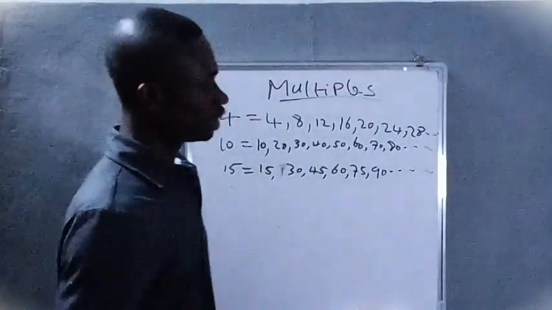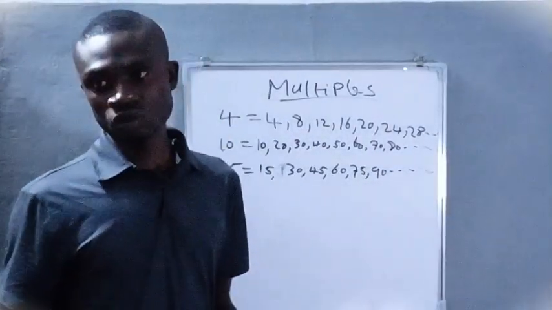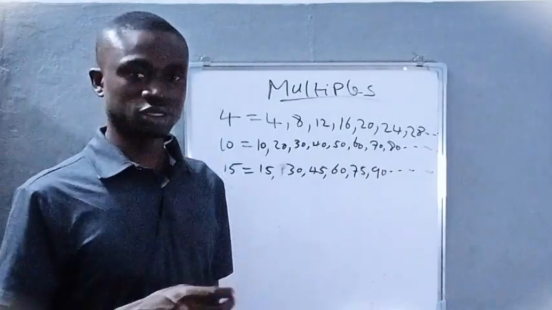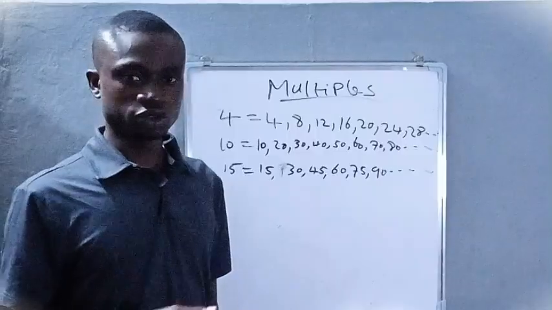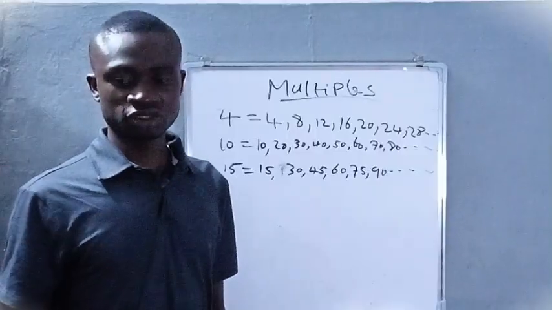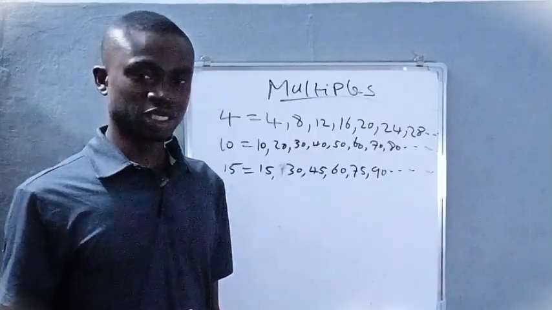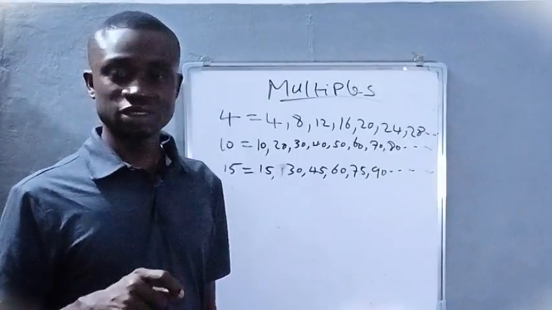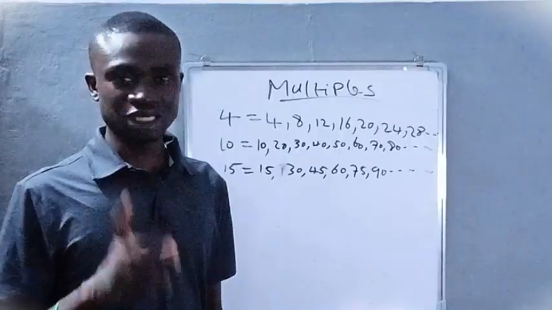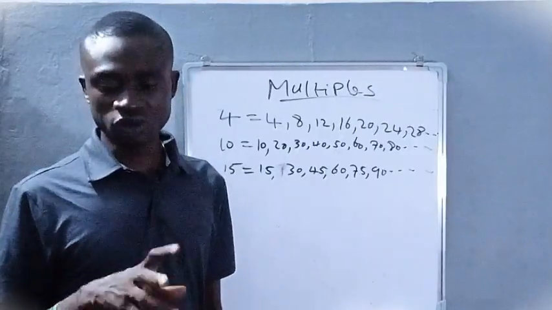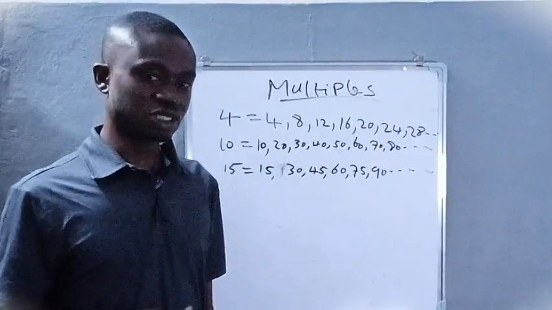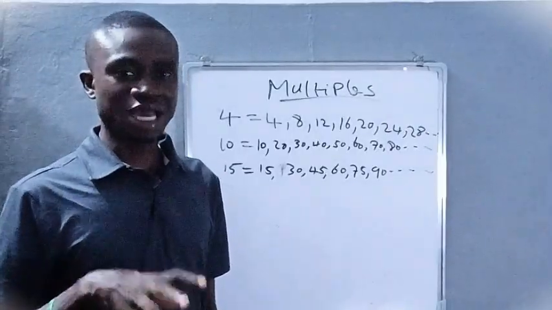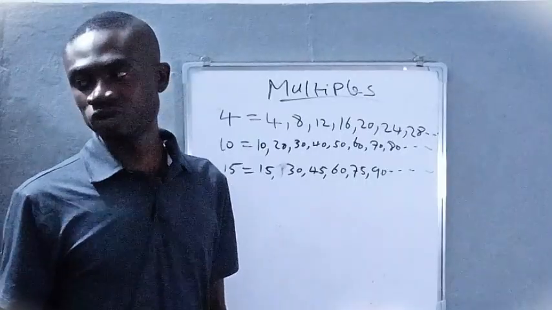So, I believe it's very clear at this point what multiples are and what factors are. So, if you understand multiples and factors, you will not have problems solving LCM and HCF in mathematics. The highest factor of a particular number is that particular number. For instance, the highest factor of 12 is 12. You cannot have a number higher than 12 as a factor of 12.